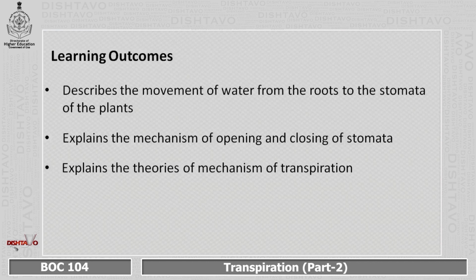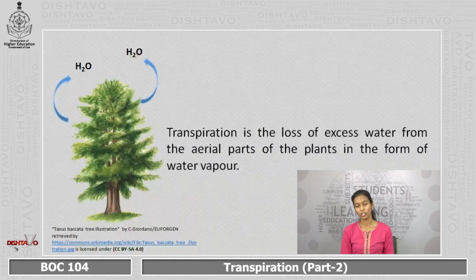of transpiration. In the previous module, you have learnt about stomata and the function carried out by it, that is transpiration. Transpiration is the loss of excess water from the aerial parts of the plants in the form of water vapor. In this module, we will go through a journey of the movement of water right from the roots to the aerial parts of the plant and finally out in the environment in the form of water vapor.